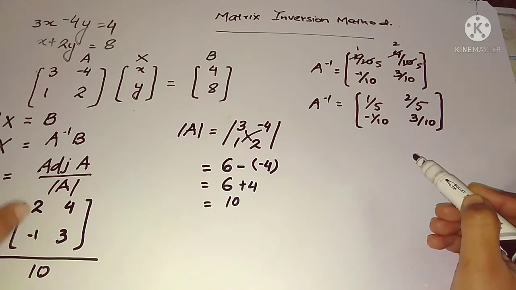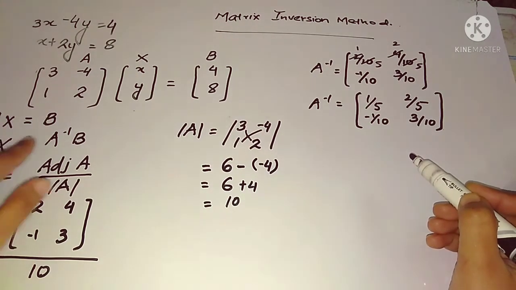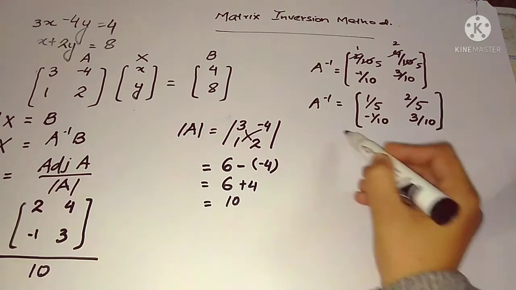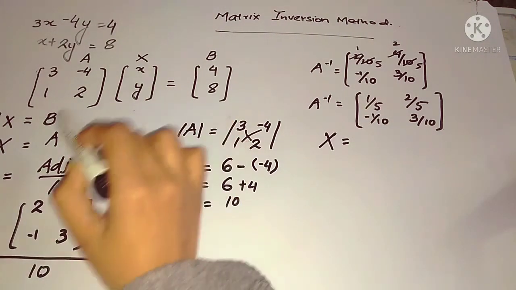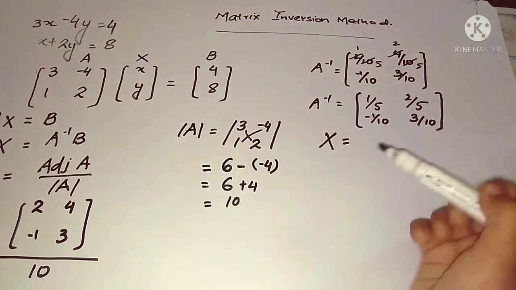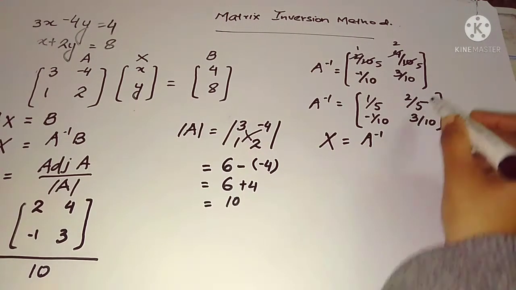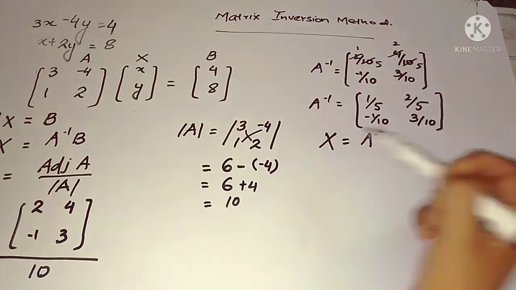Students, as you can see, AX is equal to B. So to find X, you have to multiply A inverse with B. Basically, we need to find the values of x and y. So what is X? X is equal to A inverse B. It means that you will multiply the A inverse, which you have found, with B. B is given in the question here.